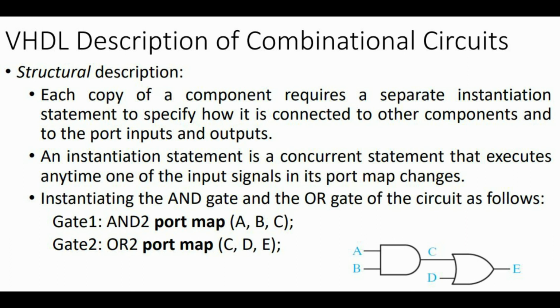Instantiating the AND gate and the OR gate of the circuit are as follows: gate1: and2 port map (A, B, C); and gate2: or2 port map (C, D, E); with a semicolon.